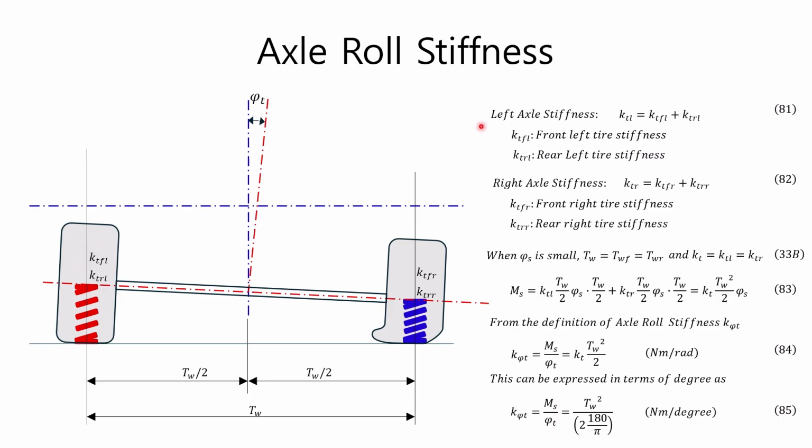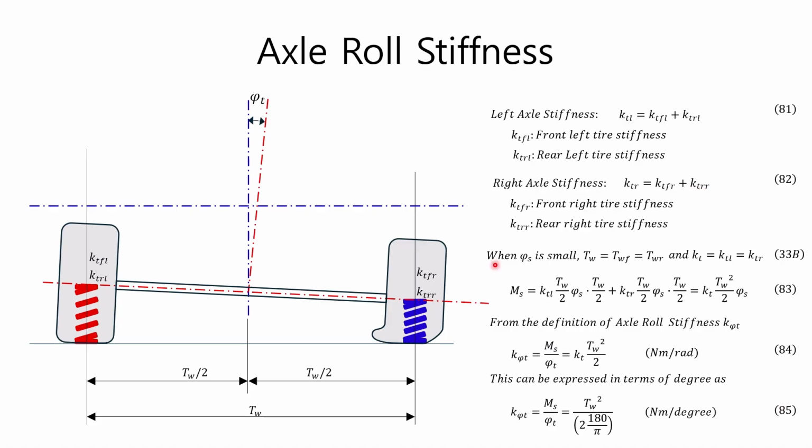The left tire stiffness can be expressed as the sum of the front left tire stiffness and the rear left tire stiffness, as in equation 81. Similarly, the right tire stiffness can be expressed as the sum of the front right tire stiffness and the rear right tire stiffness, as in equation 82.